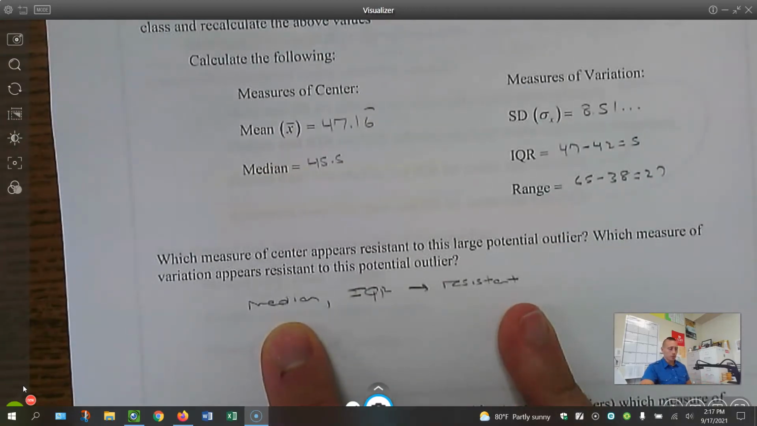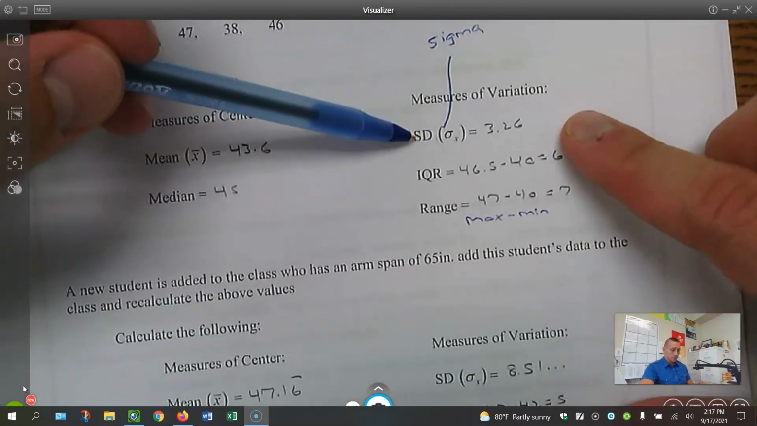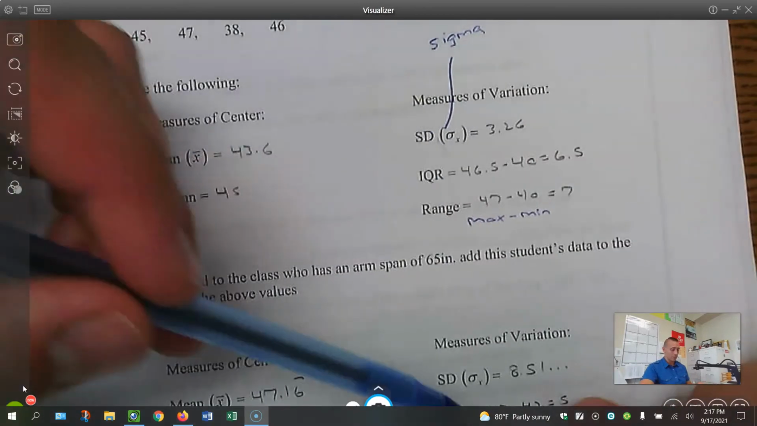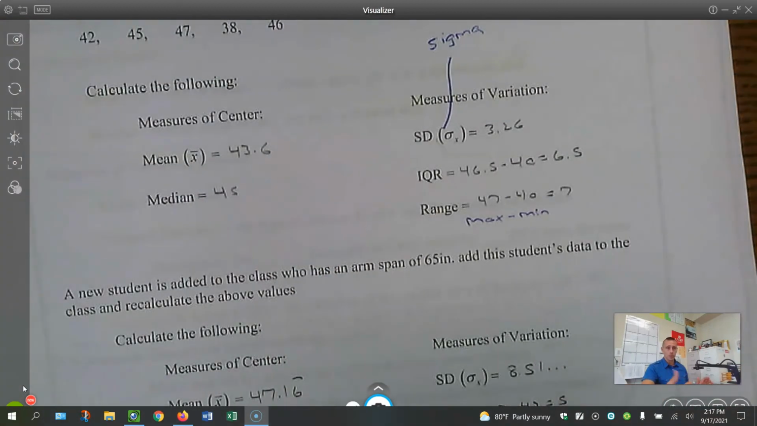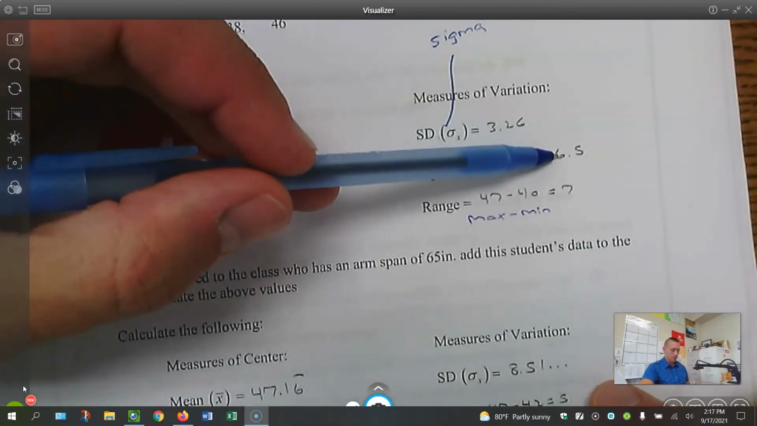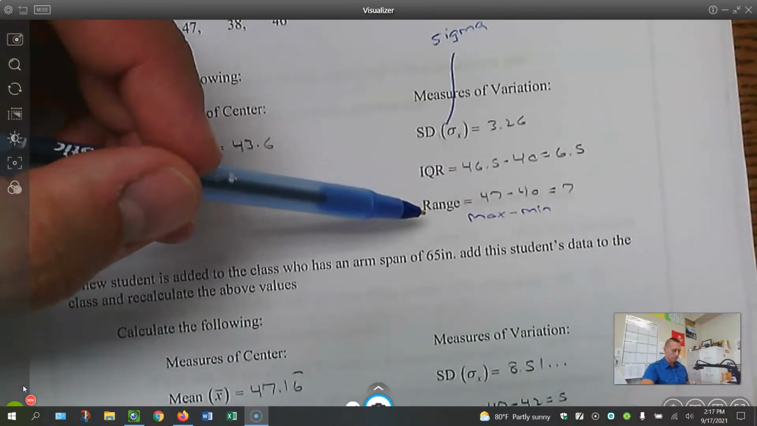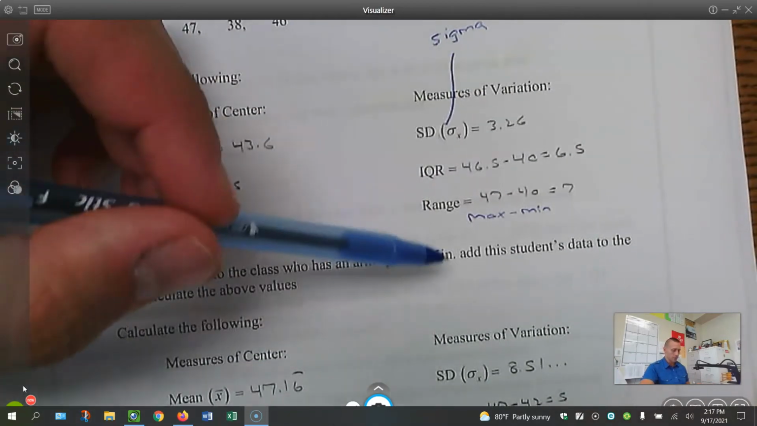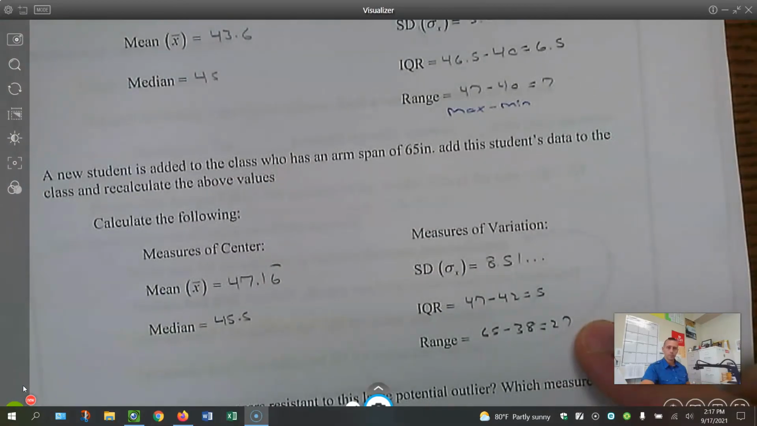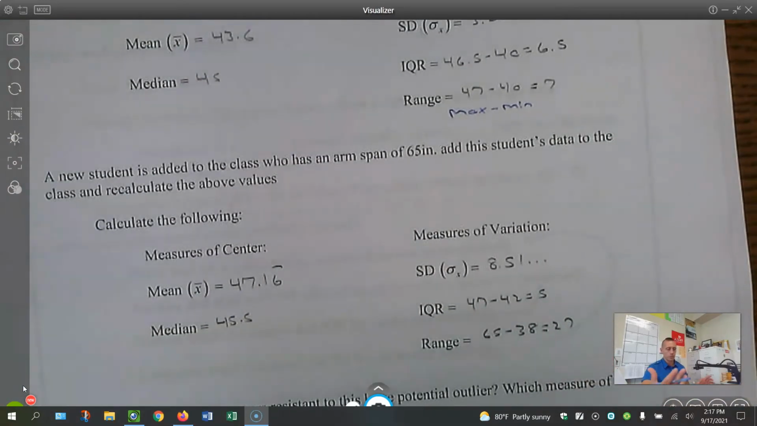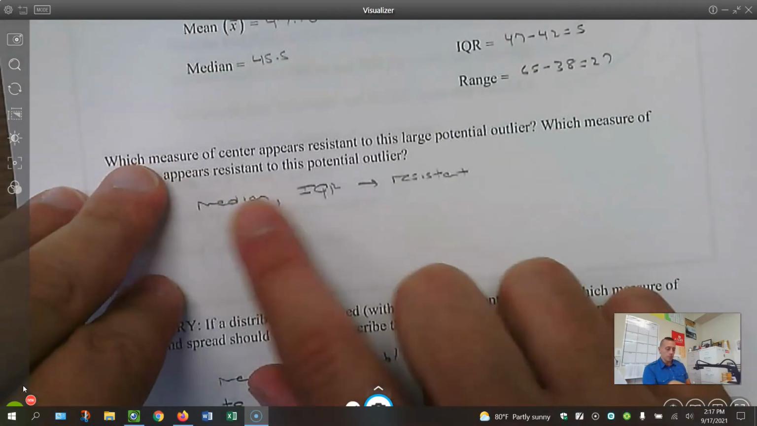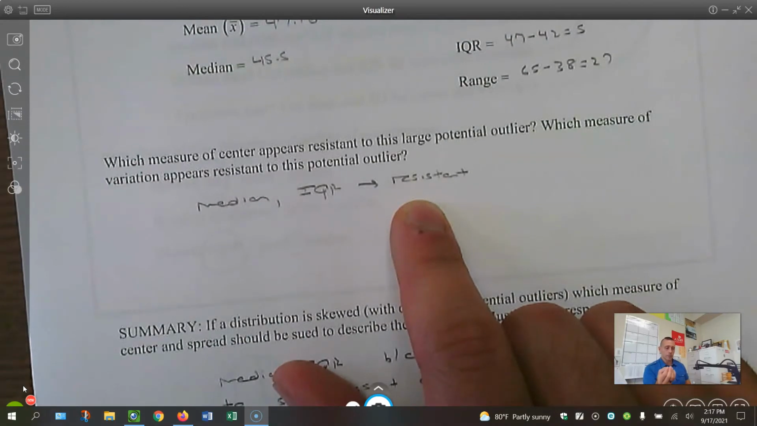And then for the variation, standard deviation was 3.2. Now it's 8.5. That's a huge increase. The interquartile range went from 6.5 to 5, a slight decrease. And the range went from 7 to 27. So that obviously was a huge impact. So the IQR, well, it did change. It changed slightly compared to the standard deviation and the range. So the median and the interquartile range are resistant.